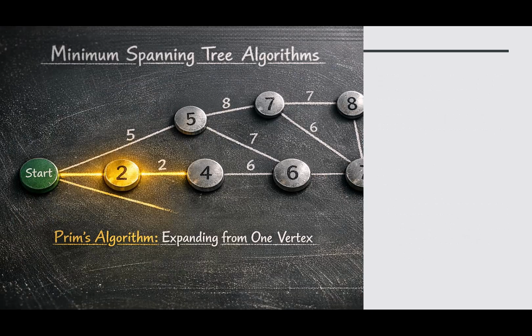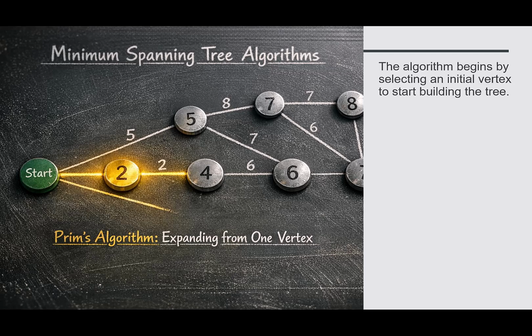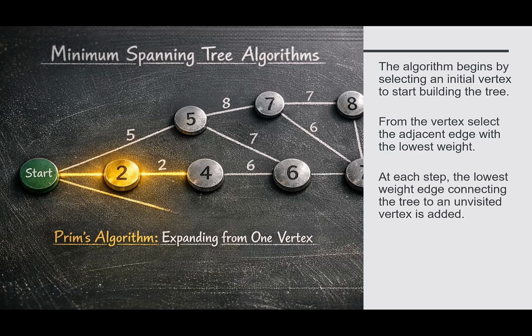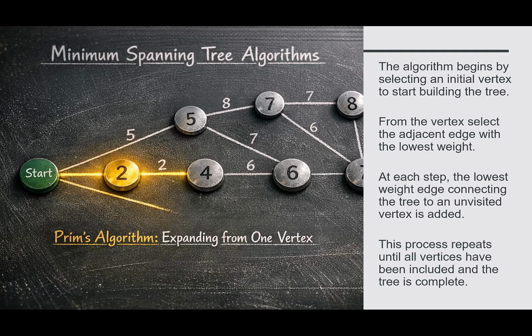So let's talk about the steps we take in the algorithm. The algorithm begins by selecting an initial vertex to start building the tree. From the vertex, we select an adjacent edge with the lowest weight. At each step, the lowest weight edge connecting the tree to an unvisited vertex is added. This process is going to repeat until all vertices have been included and the tree is complete.